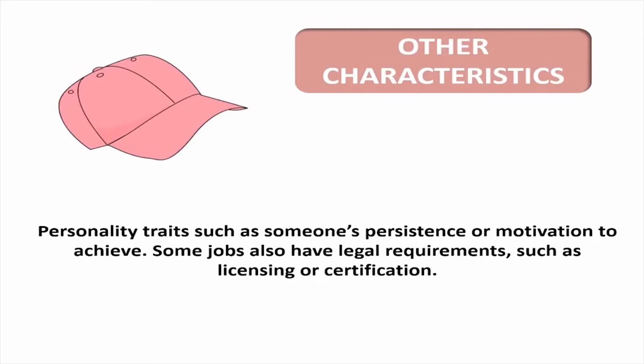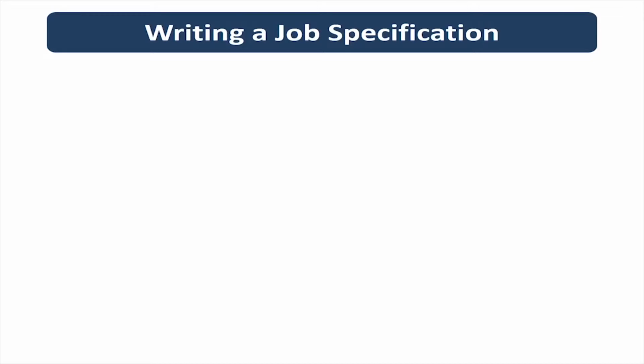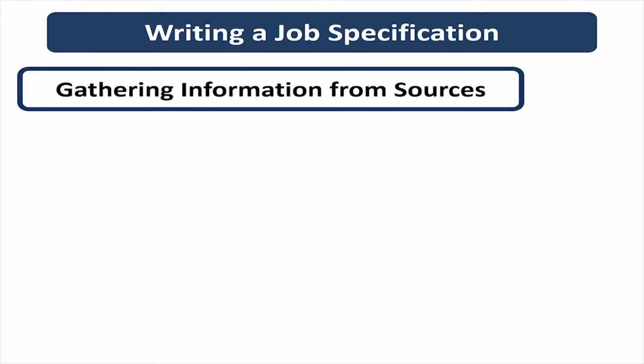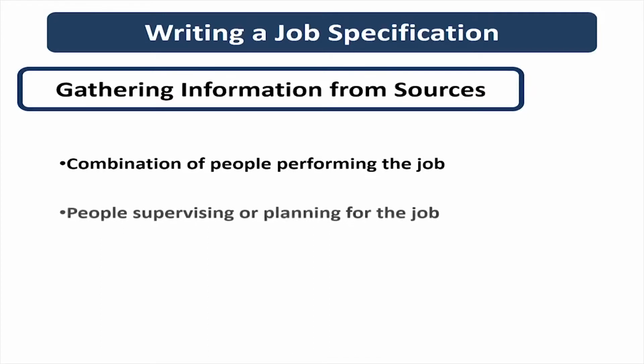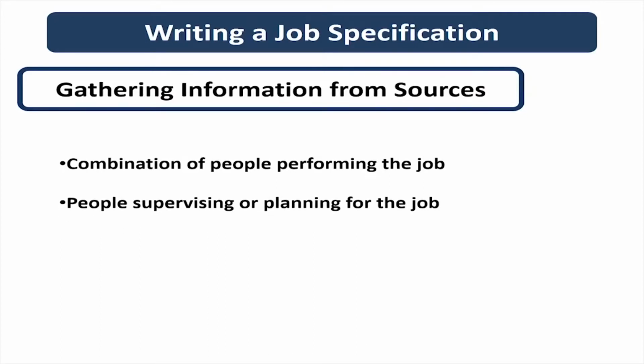Now, coming to how to prepare job specifications. Let us first look at the sources of job specification. Now, as with writing a job description, the information can come from a combination of people performing the job, people supervising or planning for the job, and trained job analysts. Now, most of the jobs in a grocery warehouse are physically taxing. So, to describe positions, the emphasis is on KSAOs related to that challenge.